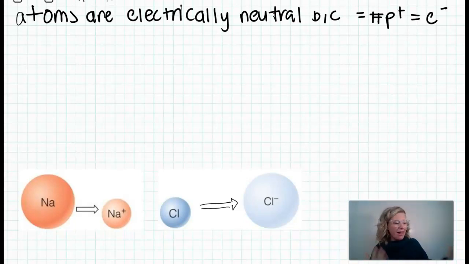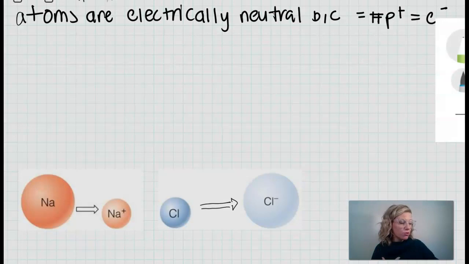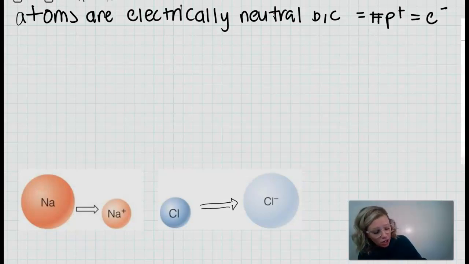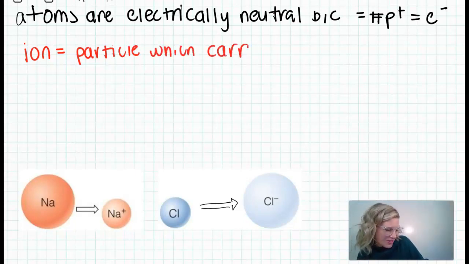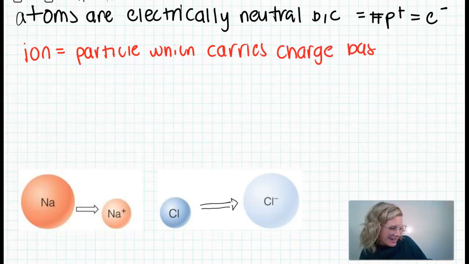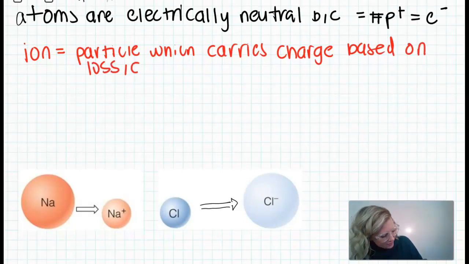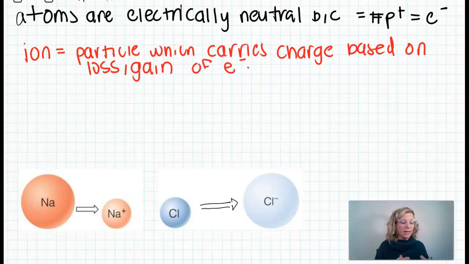So when we're talking about an ion, because now this is a new term that we're introducing, ions carry charge. An ion, by definition, is a particle which carries charge based on the loss or gain of electrons. We should have been introduced to that in the lab, but again, an ion is a particle that's either positive or negative based on the gain or loss of electrons.